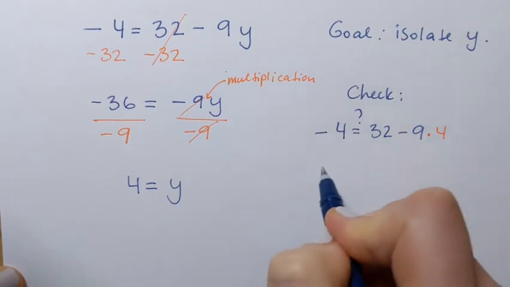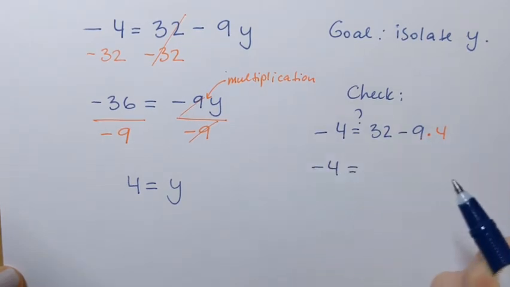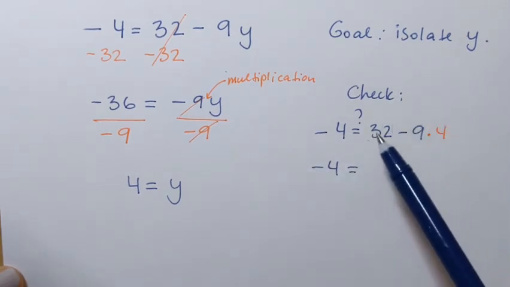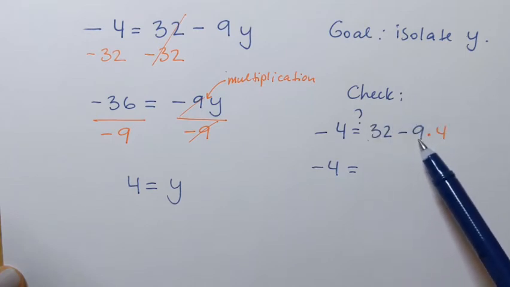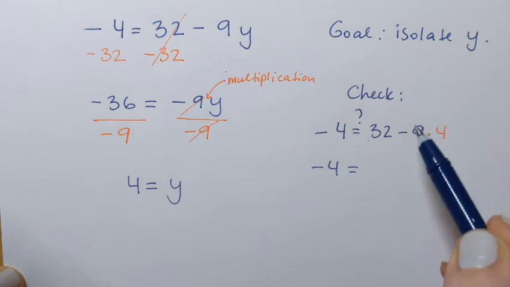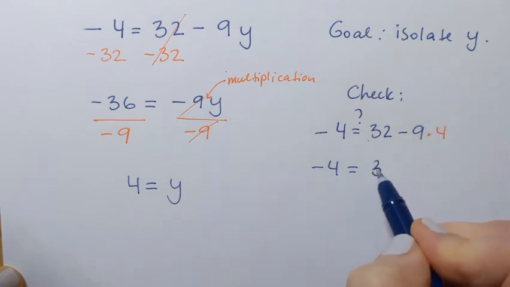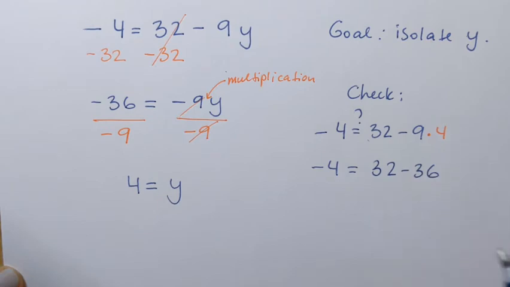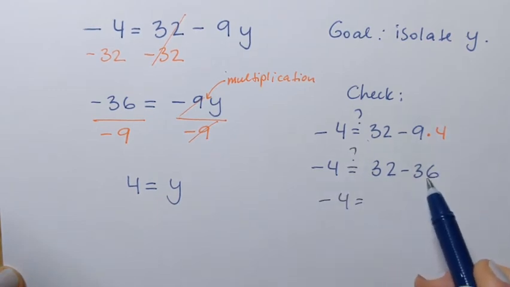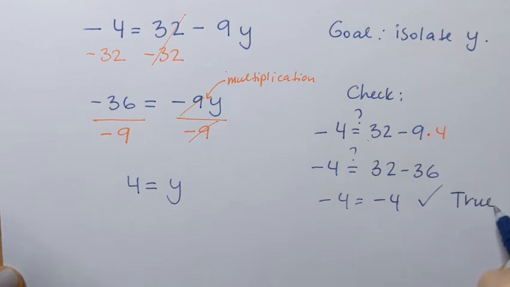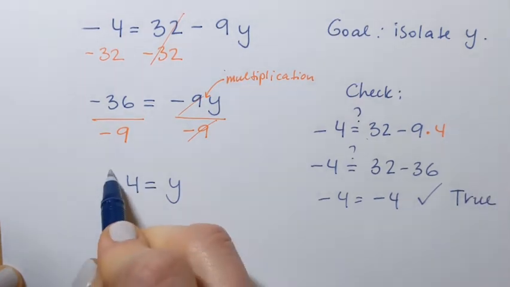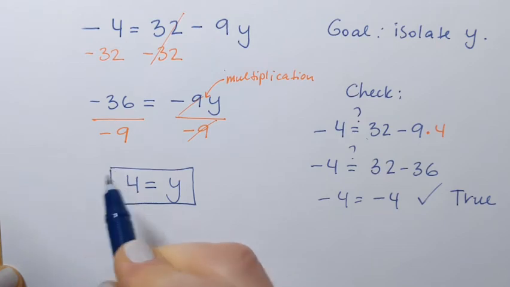Let's see. The left-hand side is negative 4. On the right-hand side, I need to follow the order of operations to simplify that. First, I need to multiply. Negative 9 times 4 is negative 36, so it's 32 minus 36. Is that true? 32 minus 36, yeah, that's negative 4. So negative 4 equals negative 4. It's a true statement, so it means that y equals 4 is the solution.